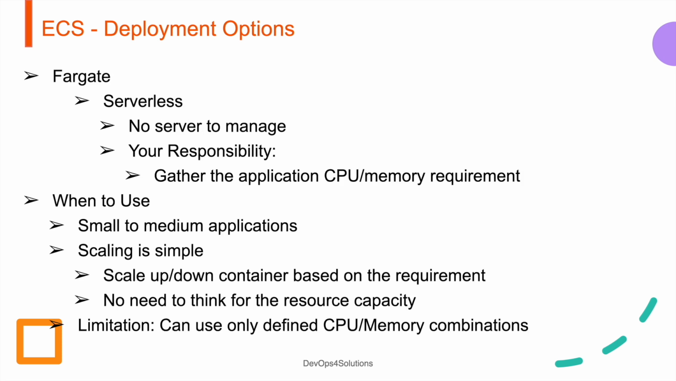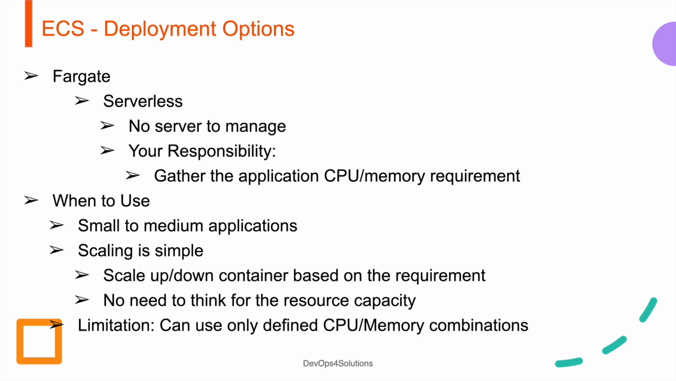The second option we have is Fargate, which is serverless, so you don't need any server to manage. What is your responsibility at a high level? You just need to gather what your application needs: your application's CPU and memory requirements. That's it. It follows a similar structure: ECS cluster, you create the service, task definition, and under that you just provide your application requirements.